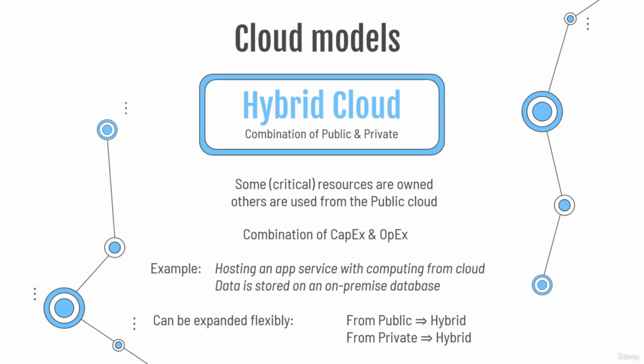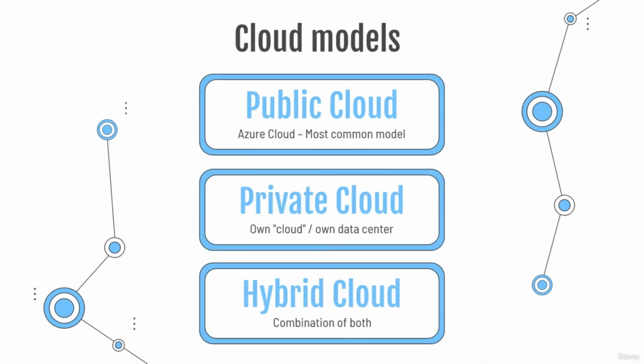But of course, if we are using resources from the public cloud, we can also add a private cloud on top of this, and like this end up with the hybrid cloud model. So all of the directions, from public to hybrid and from private to hybrid, are possible. These are the three different cloud models.